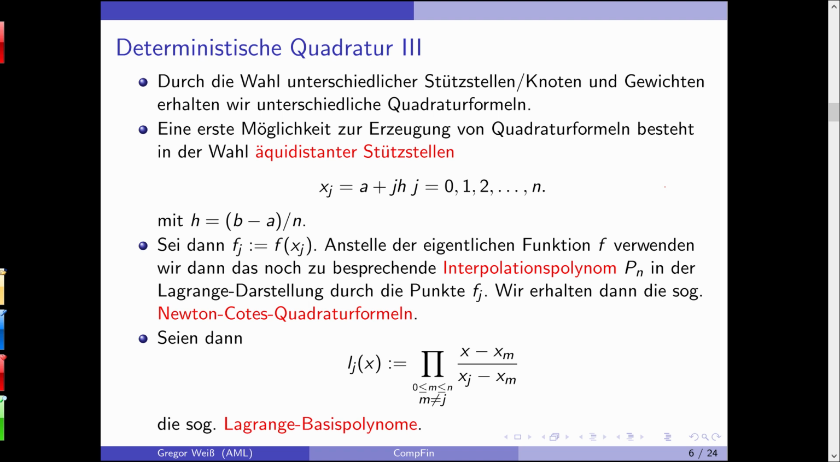And instead of the function, we are using the interpolating polynomial. If we use the interpolating polynomial and equidistant points, we get the Newton-Cotes quadrature formula. The interpolating polynomial can be expressed with the so-called Lagrange basis polynomials, and those are given here, lj. Is everyone clear about basis polynomials and monomials?